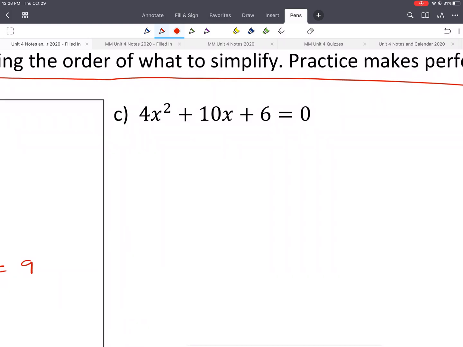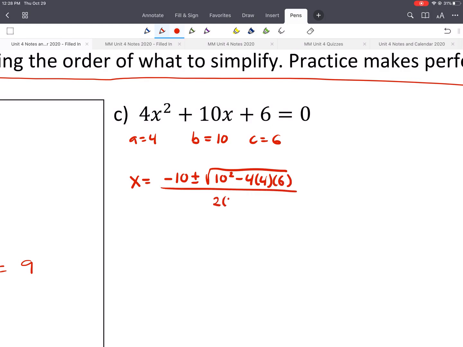All right, so here again, this is already in standard form. Make sure it's in standard form before you do anything else. Here we have a equals 4, so this is a little different. Perhaps this wouldn't work with some of the other methods. Okay, and then we'll substitute. So x equals negative b plus or minus the square root of b squared minus 4ac all over 2a.